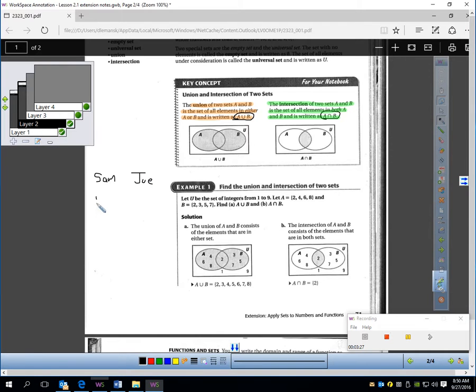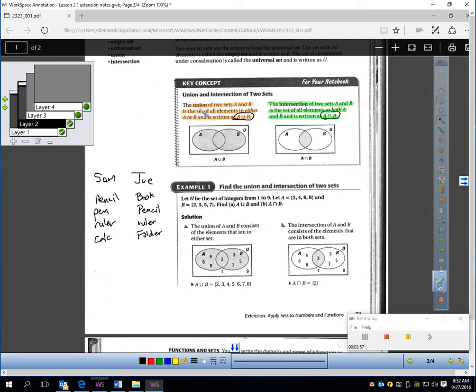Sam brings a pencil to class. He brings a pen. He brings a ruler and a calculator. Joe brings his book. Joe brings a pencil. Joe brings a ruler. And Joe brings a folder to class.